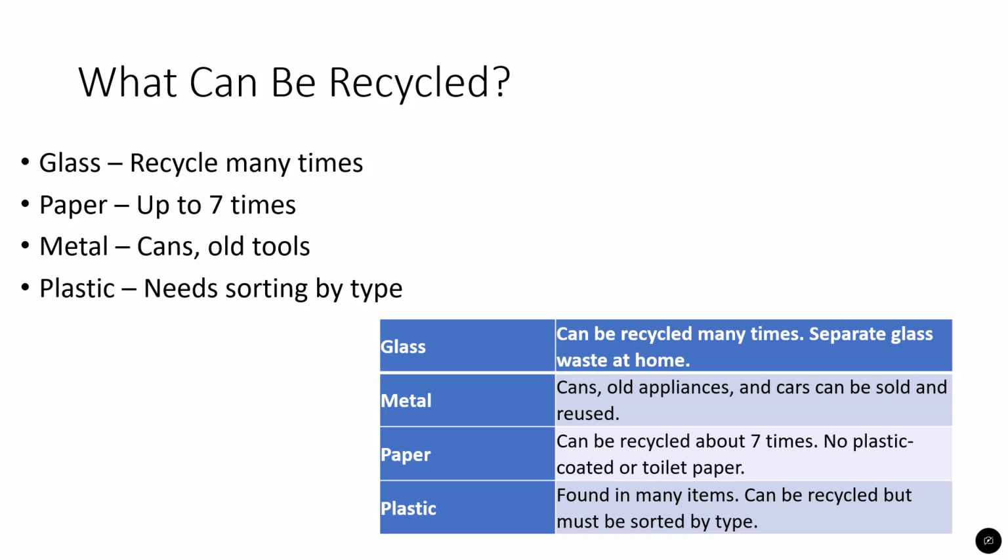What needs to be recycled? Glass, it can be recycled many times. Paper, up to 7 times. You can recycle old cans and old tools, which are metal, and plastic that basically needs to be cleaned and sorted into the different types that you get.